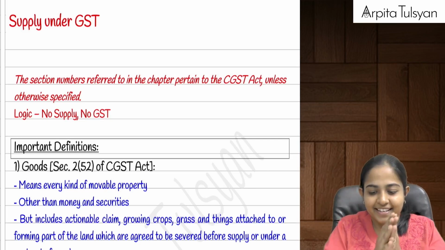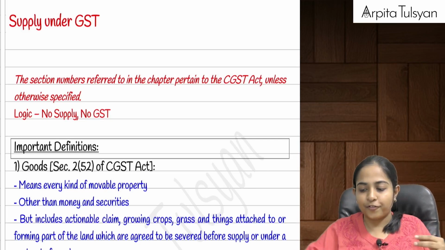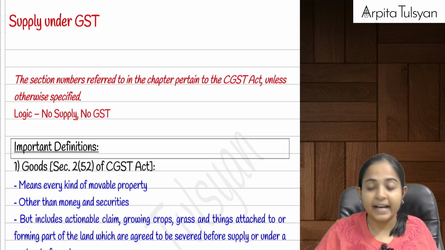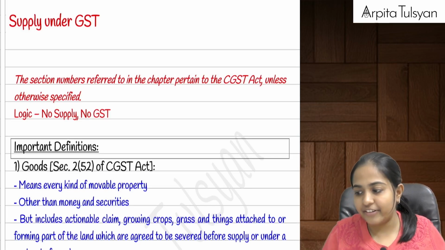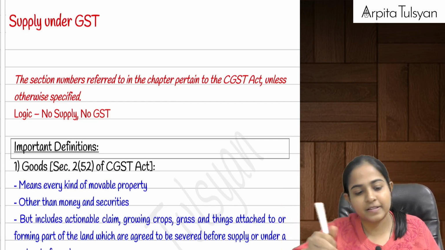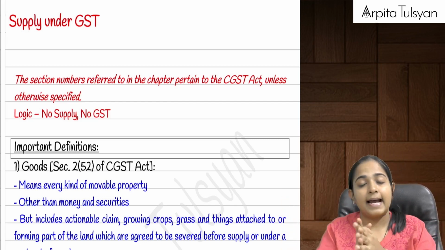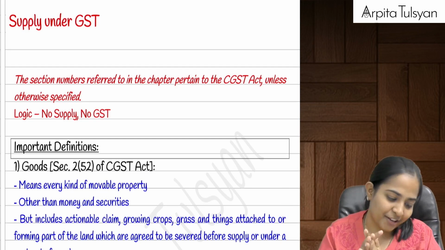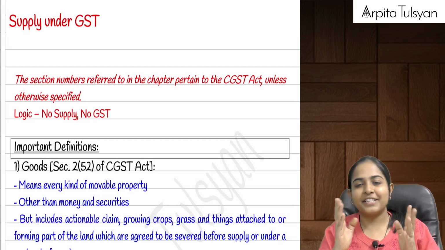Okay, so let's start with a super quick revision of the next chapter, that is supply under GST, a very important chapter conceptually, which is going to be used in so many chapters ahead. References are going to be there, and conceptually this chapter is very important. First of all, why are we studying this particular chapter?